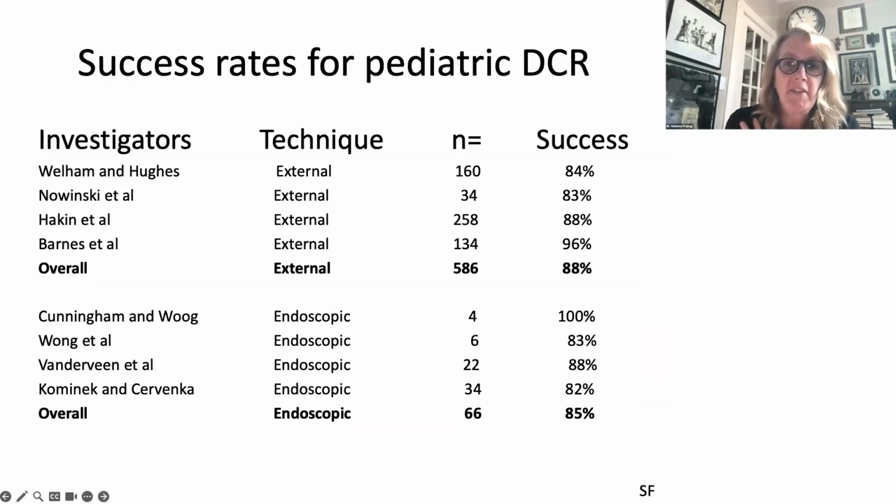So another look at success rates for pediatric DCRs. This slide combines reports by a number of authors for external and endoscopic techniques. For external, these 4 reports have 586 patients with a success rate of 88%, and we have 66 cases combined from these studies with an 85% success rate. So these are good numbers. Next.